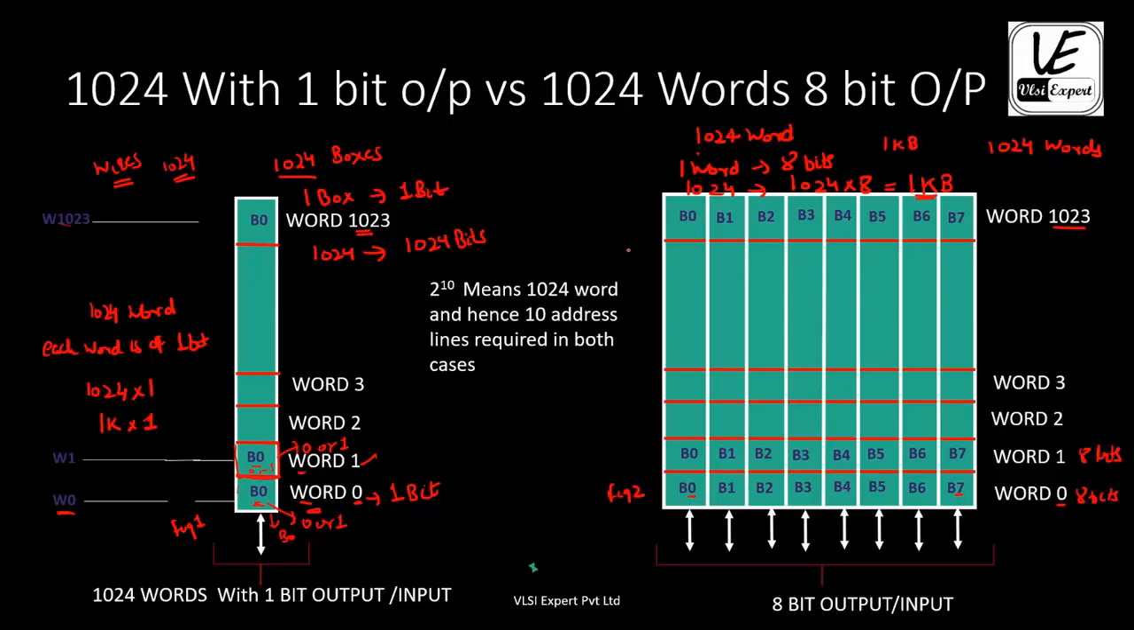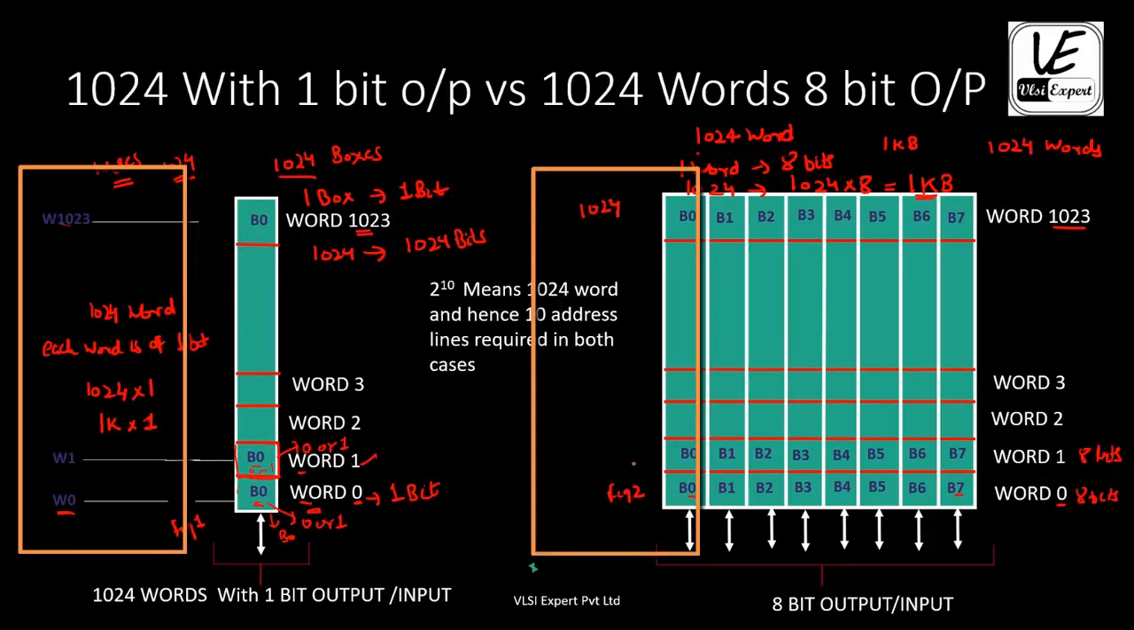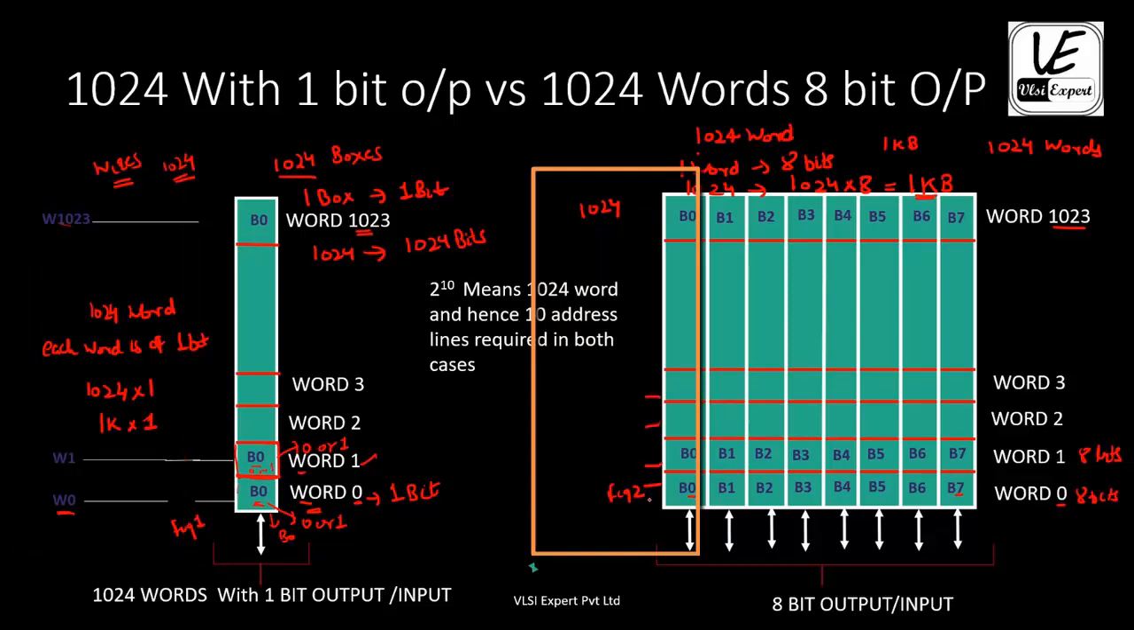Now again the access procedure is the same. Again you will need access lines, and mind you, these signals are coming from outside. So you will need 1024 wires to access any one of the words. For this word you will have the W0 wire, you will have the W1 wire, the W2 wire, and finally W1023.